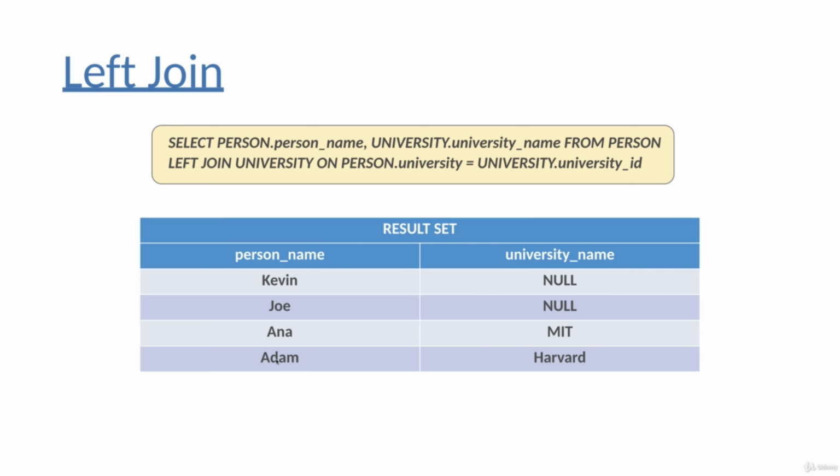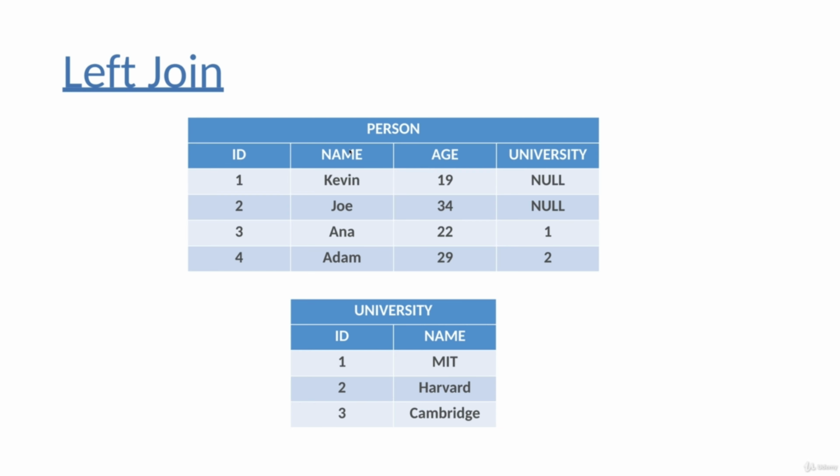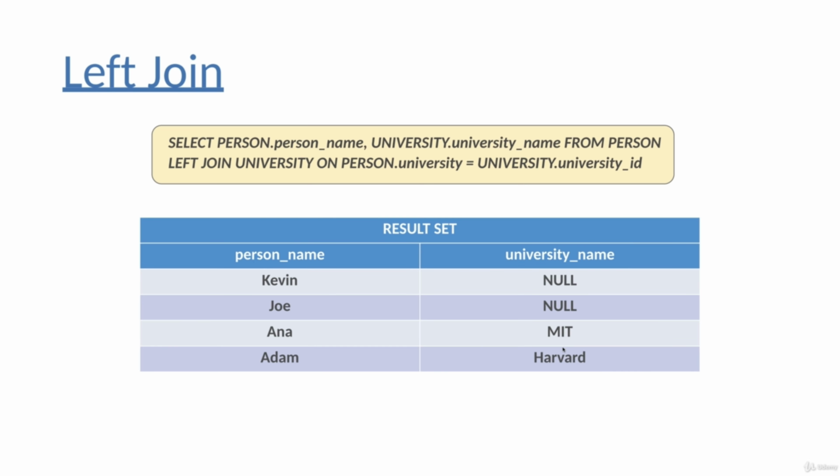What about Anna and Adam? Of course, Anna has the university value 1. 1 stands for MIT. Adam has the university value 2. 2 stands for Harvard. So this is why we will have the MIT and the Harvard values accordingly. So this is how we can end up with a left join. In the next lecture, we are going to take a look at a concrete example.